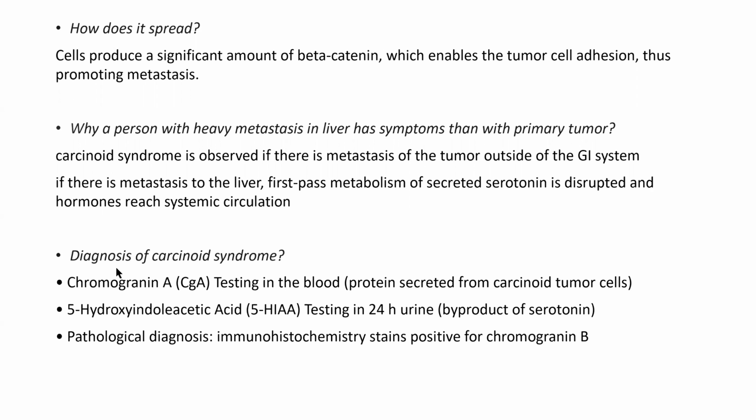So serum chromogranin A, urine 5-HIAA, and also immunohistochemistry staining positive for chromogranin B. These are the diagnosis in simple. Yes. What is the imaging used to diagnose? We missed the imaging in the diagnosis. So what is the imaging?